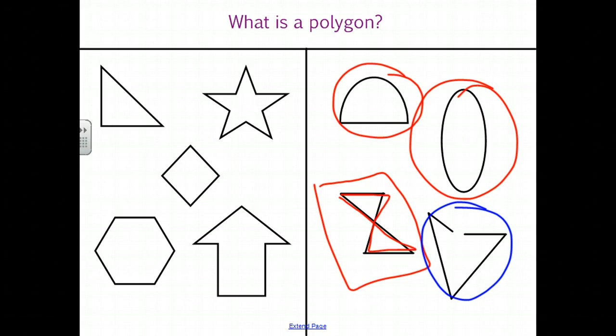So we want to look at the polygons to the left and the non-polygons to the right and see what characteristics they share or they don't. Go ahead and pause the video and see if you can come up with a few characteristics that are shared by the polygons but not by the non-polygons.